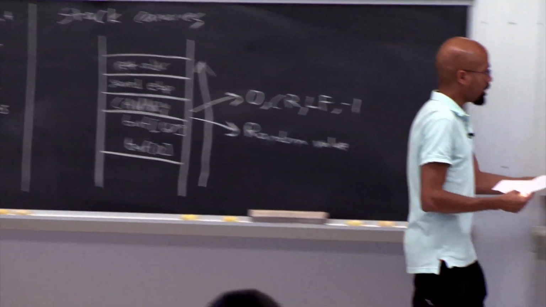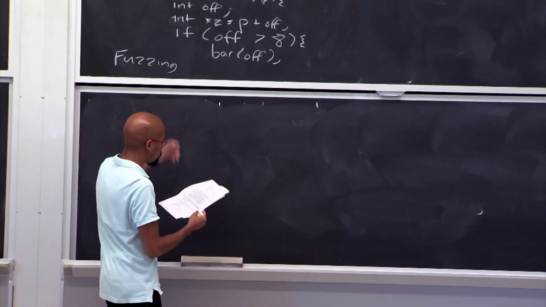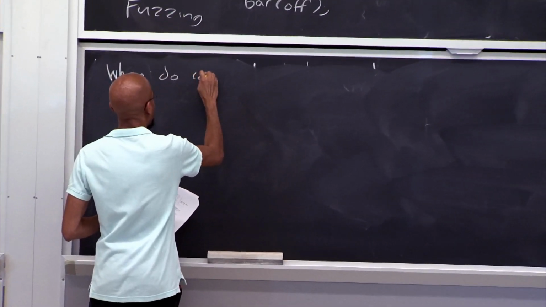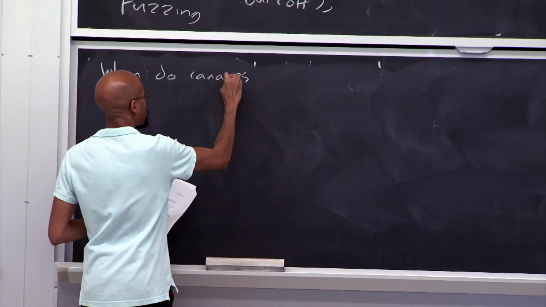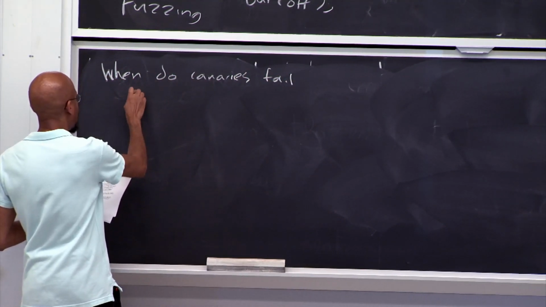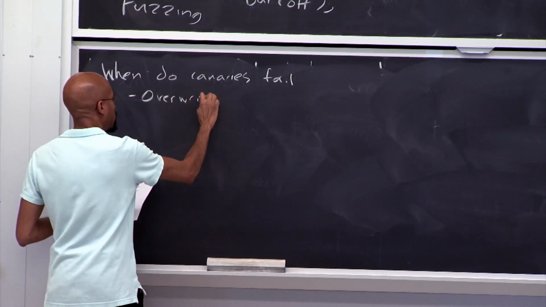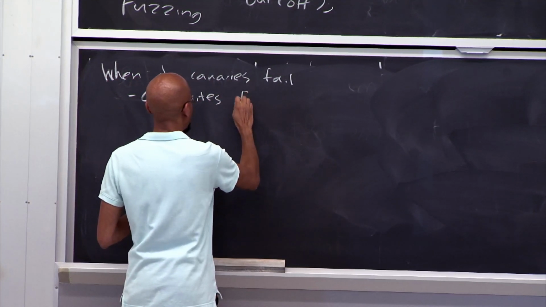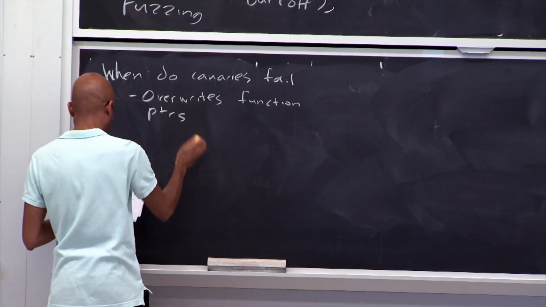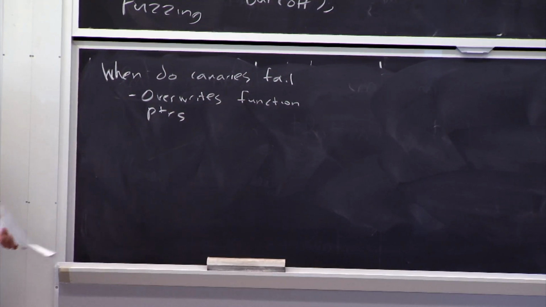And so, since we're in a security class, you might be wondering, what kinds of things will stack canaries not catch? So when do canaries fail? Right, so one way that they can fail is if the attacker overwrites things like function pointers. Because if function pointers get hit, there's nothing that the canary can do to prevent that type of exploit from taking place.